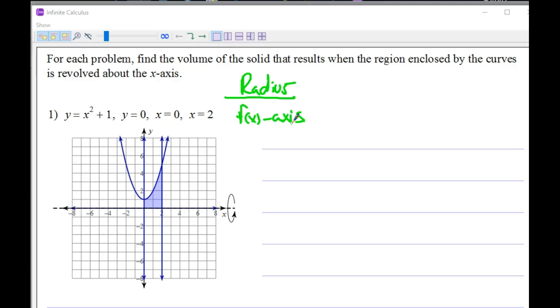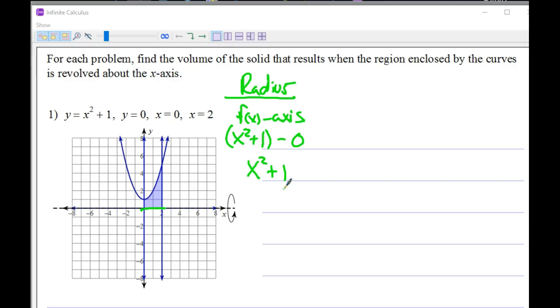So my function in this case is x squared plus 1. Minus my axis. What's the axis of rotation? What's the equation of that line? The equation of that line is y equals 0. So it's minus 0, and so the radius is just the function in this case. Anytime your axis of rotation is just the x-axis, then the radius is just the function.